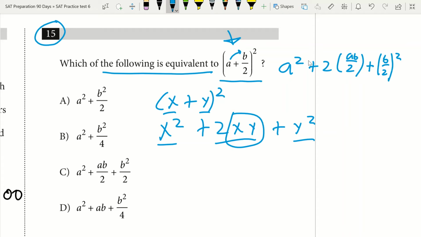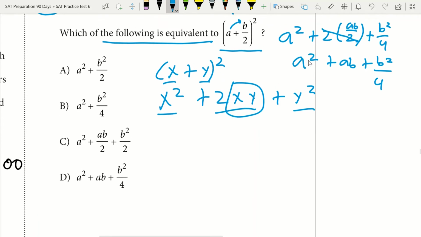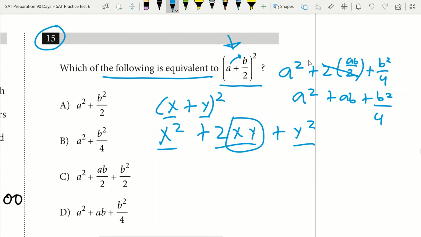Now, b over 2 squared is going to give us b squared over 4, because 2 squared is 4. The 2's cancel here, and we see we would have a squared plus ab plus b squared over 4. Now, when you see this equation, you should be able to immediately recognize that it's the sum of perfect squares, and you should know immediately your answer would be D. Now, I'm going to illustrate this slowed down so you can see how it works.